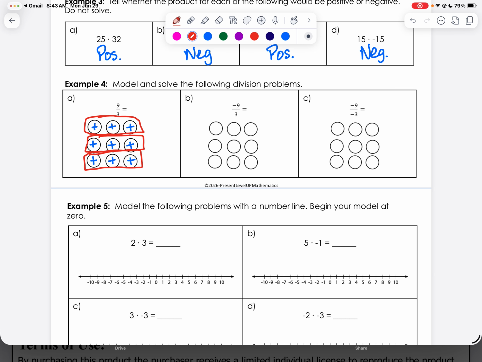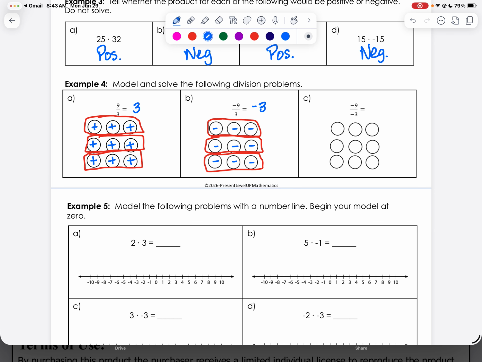Now our answer is how many are in each group? Well, there are 3 positive counters in each group. So 9 divided by 3 would give me positive 3. Now in B, we're taking negative 9 counters and dividing it into 3 groups. So negative, negative, negative, negative, negative, negative, negative, negative, negative. And I want to divide this into 3 groups. And that gives me how many are in each group? Negative 3.